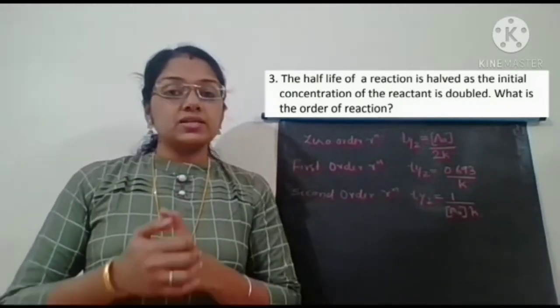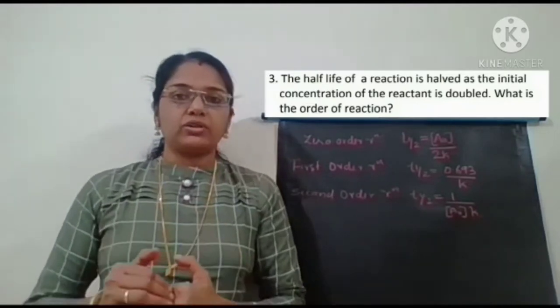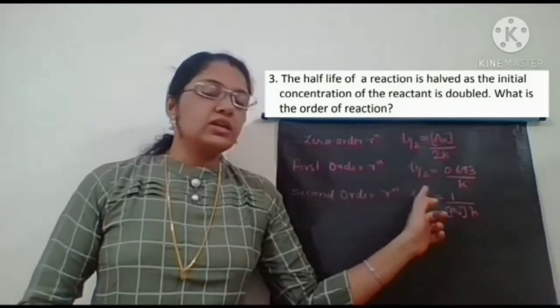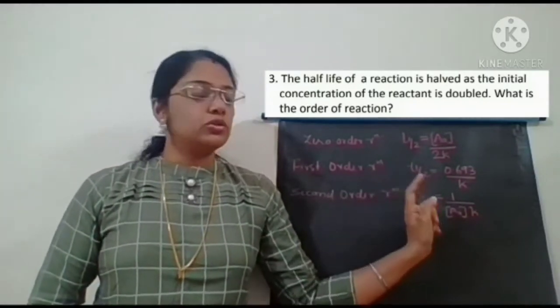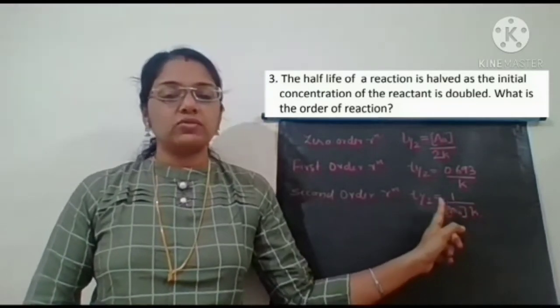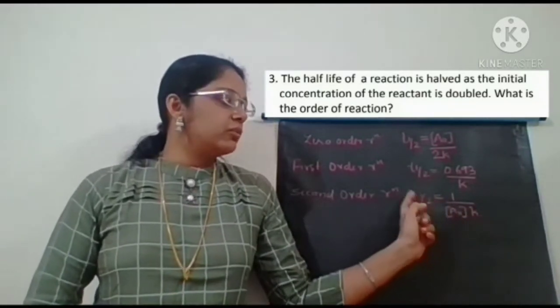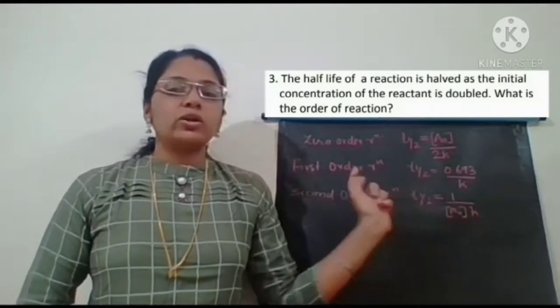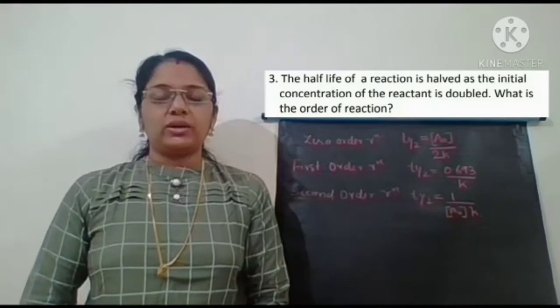Here they are telling that the half-life of the reaction is halved when the initial concentration of the reactant is doubled. So only when t half is inversely proportional to the initial concentration of the reactant does t half become half when A₀ becomes double. So the order of the reaction can be second order.